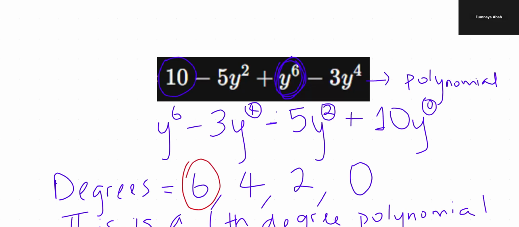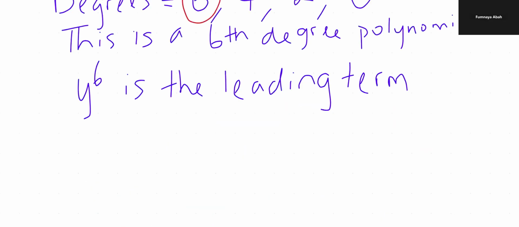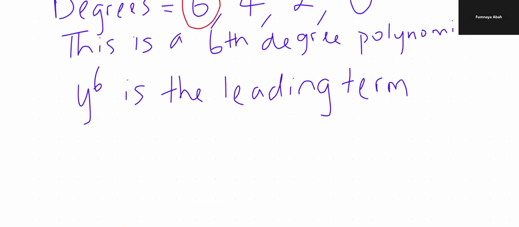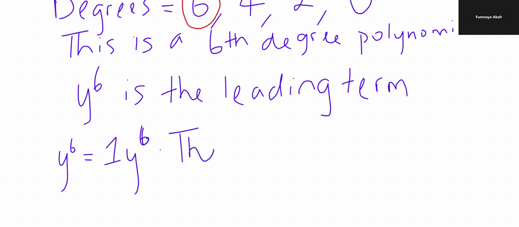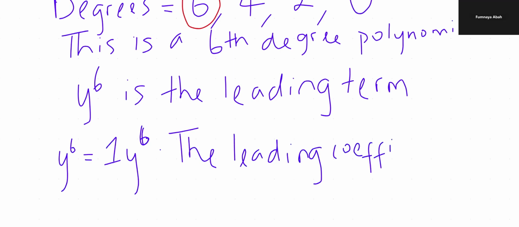All right, and now that we know what the leading term is, we can find the leading coefficient. So y raised to the power of 6 is the same as saying 1 y raised to the power of 6. So based on this, we can tell that the leading coefficient is equal to 1, because that is the coefficient of the leading term. So that is the leading coefficient.